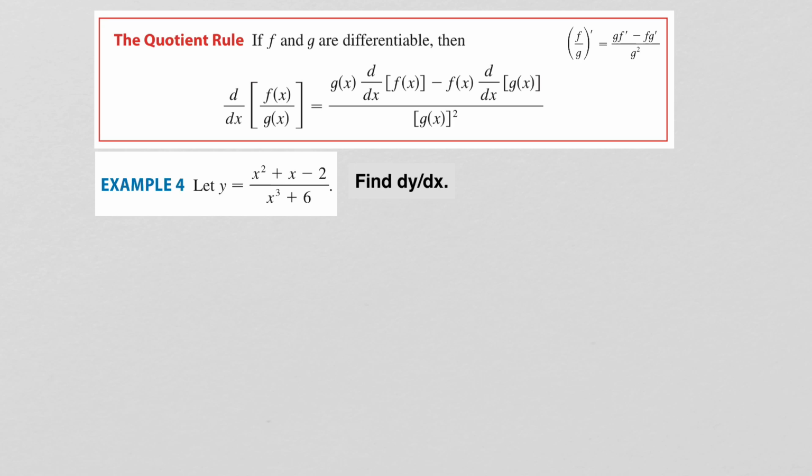So next we have the quotient rule. The quotient rule states that if f and g are differentiable functions, then the derivative of f of x divided by g of x is g of x times the derivative of f of x minus f of x times the derivative of g of x, all divided by g of x quantity squared. And here I have a shorter version of that. The derivative of f over g is g times f prime minus f times g prime divided by g squared.